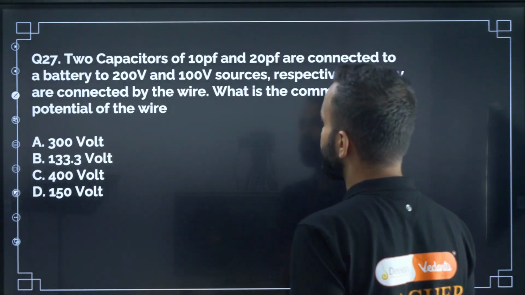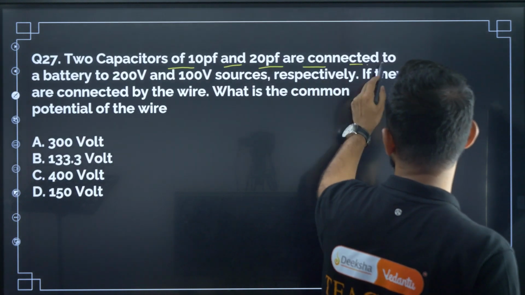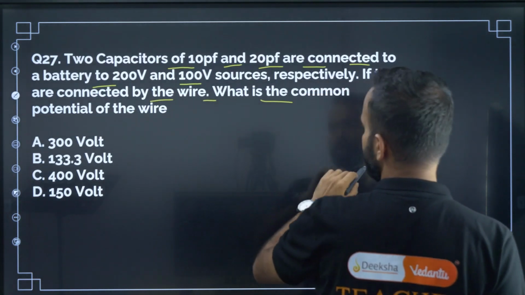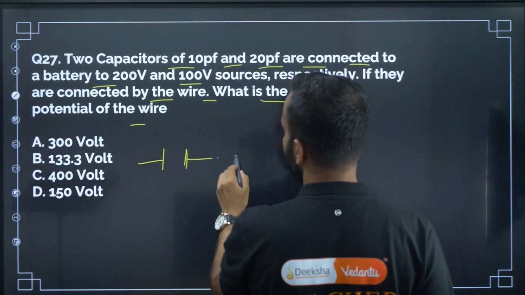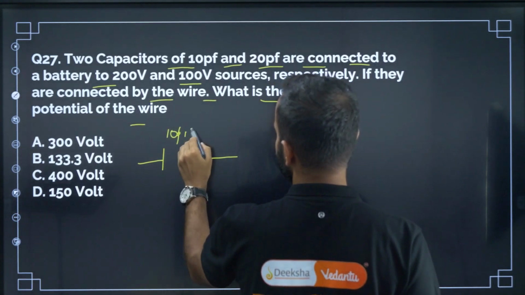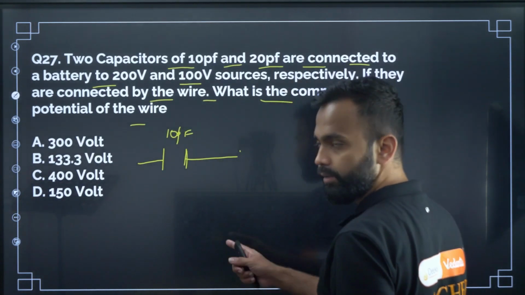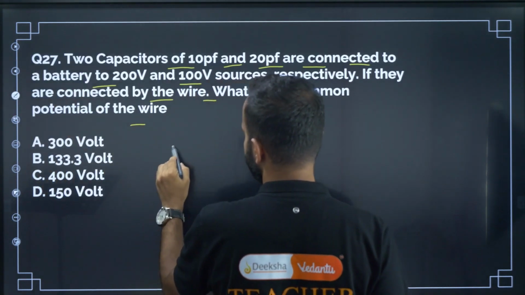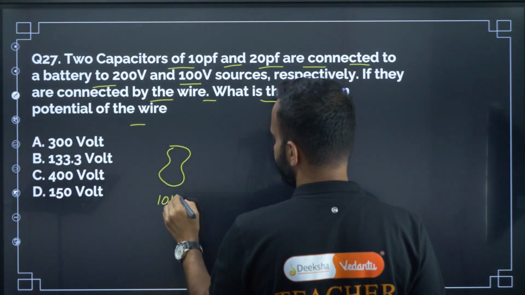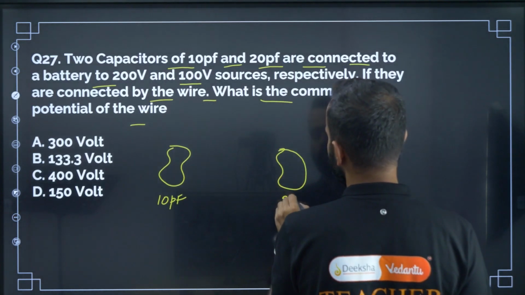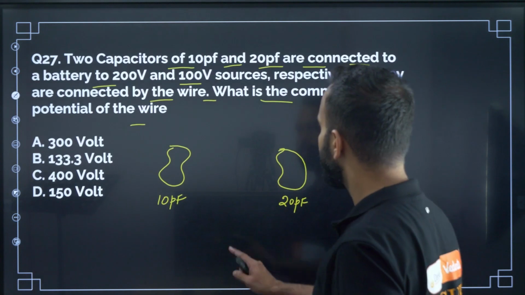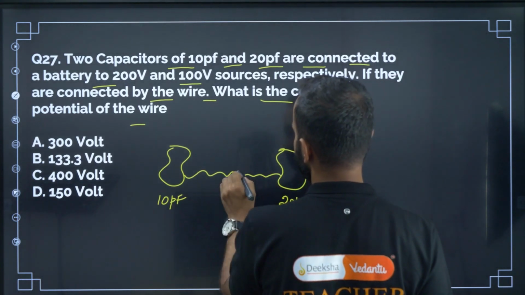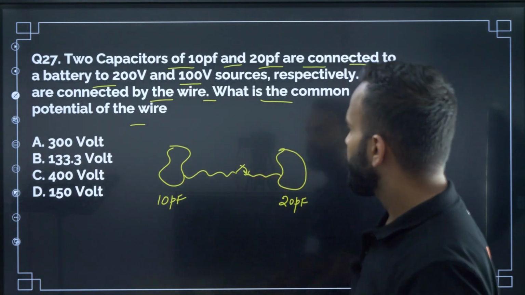Next question, question number 27. Two capacitors of 10 picofarad and 20 picofarad are connected to a battery of 200 volt and 100 volt sources respectively. If they are connected by a wire, what is the common potential? They didn't say it's a parallel plate capacitor, it can be any capacitor. So a 10 picofarad capacitor and another capacitor of 20 picofarad are connected to 200 volt and 100 volt sources respectively. If they are connected by the wire, what is the common potential of the wire?